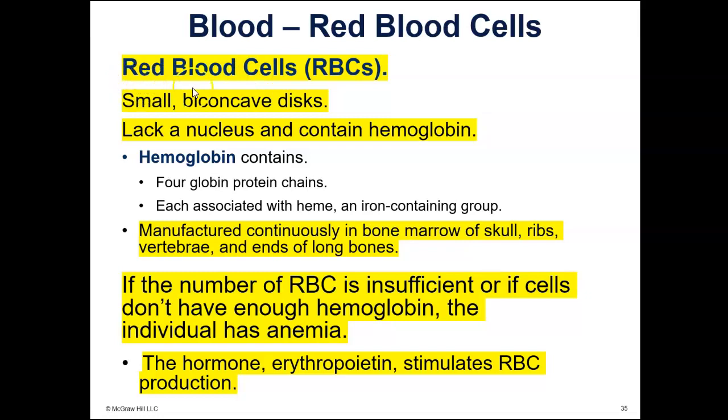So the red blood cells, or erythrocytes, are small biconcave discs. They lack a nucleus, and they contain hemoglobin, which transports oxygen and a small amount of carbon dioxide. Red blood cells are manufactured continuously in the red bone marrow, not the yellow bone marrow. So it's the bone marrow that's found in the spongy bone, in the skull bones, the ribs, vertebrae, and the ends of long bones.